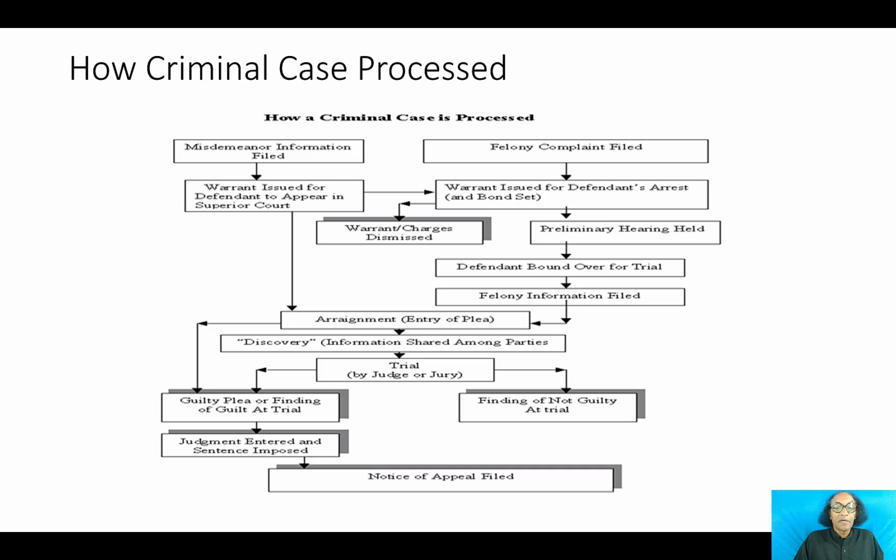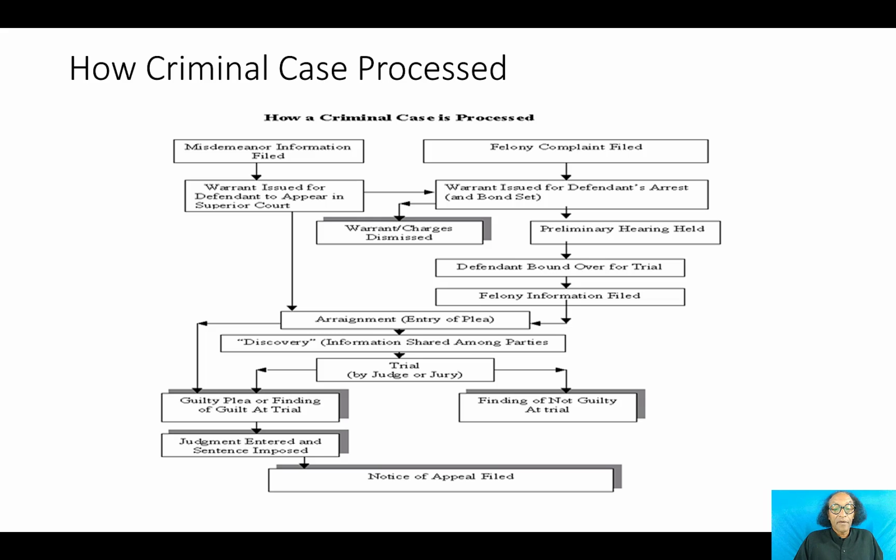And here's the process in a criminal case. As you can see, it varies depending upon whether it's a misdemeanor or a felony. If it's a misdemeanor, if a misdemeanor information is filed, that's the charging document. A warrant may be issued for the defendant to appear in court, and then an arraignment will take place.